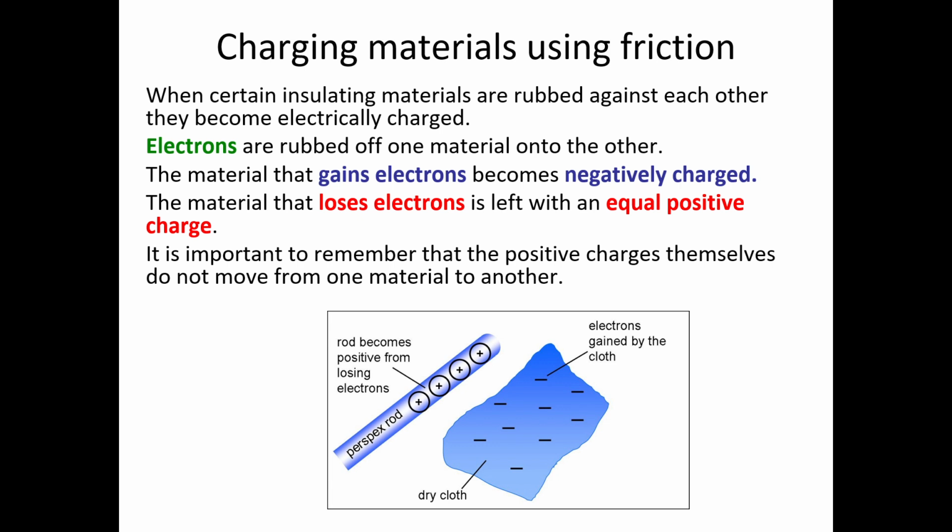In the example here, in the old days you used to have to remember perspex and that it would lose electrons, but nowadays generally you don't have to know it for most courses. Polythene would be the other rod that would gain electrons if it was rubbed by a cloth, for example. So the rod becomes positive here from losing electrons to the dry cloth. Again, the dry cloth becomes negative.